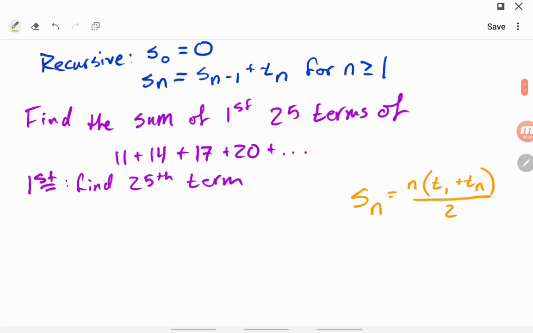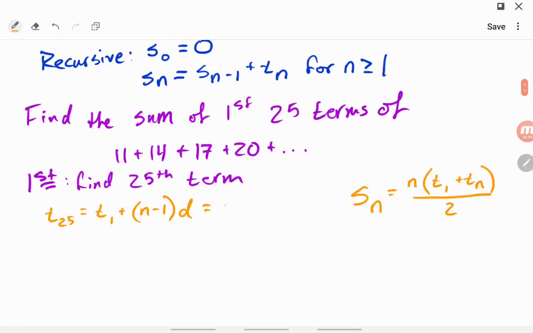Okay, so if I'm going to find the 25th term, I'm going to be looking for T25, right? 25th term. Well, that's going to be T1 plus n minus 1 times d. This is from our previous couple of lessons, right? So that's going to be equal to 11 plus, well, the number of term I'm looking for, 25 minus 1 times d, and now d, remember, that's going to be that constant difference between these terms, right? So that's going to be 3.